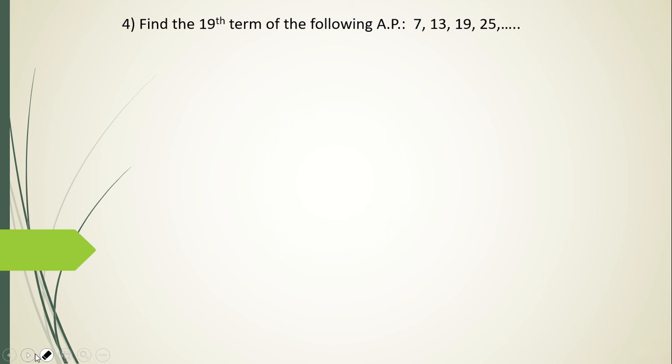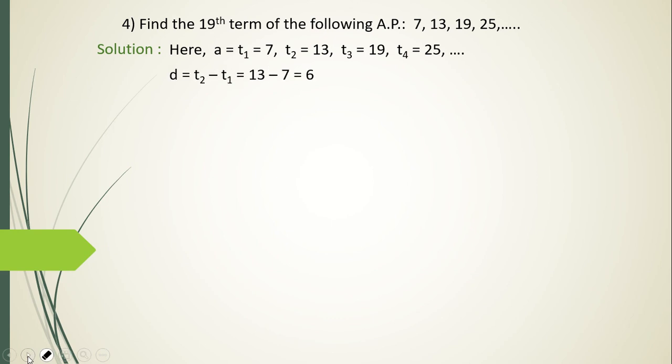Find the 19th term here. Okay, so just write down first what is T1, T2, T3. T1 is 7, T2 is 13, T3 is 19 and T4 is 25. Now find out what is the difference. T2 minus T1 is 6. Okay, now use the formula and find the 19th term. So T of 19 is equal to A plus 19 minus 1 D, so that is 18D, and A we know is 7, D we know is 6.